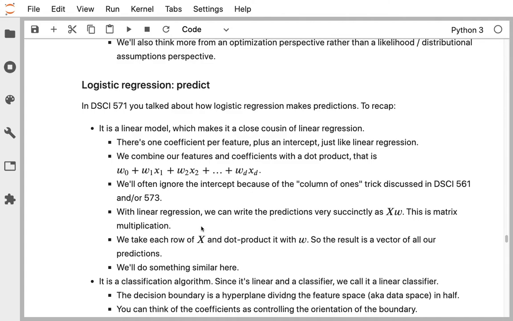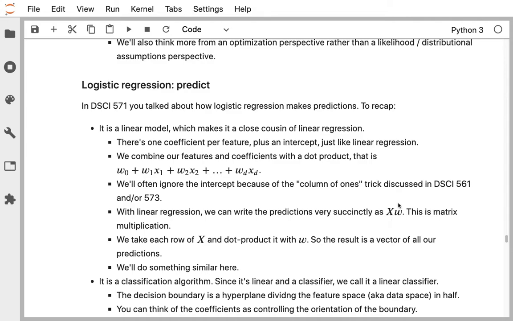Going to linear regression, we can write the predictions very succinctly as just Xw. This is a matrix multiplication, and remember, the rows of X are the examples. With a matrix times a vector, you take each row of X and dot product it with the vector w, and that's exactly what we had up here. The notation Xw is a super nice, clean, brief notation, and it's going to give us the prediction for every example.